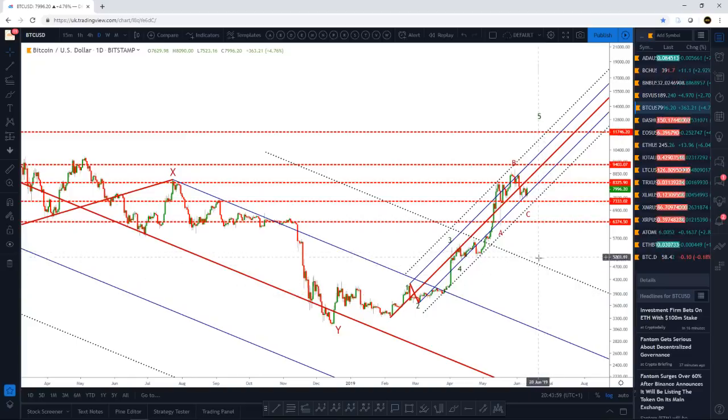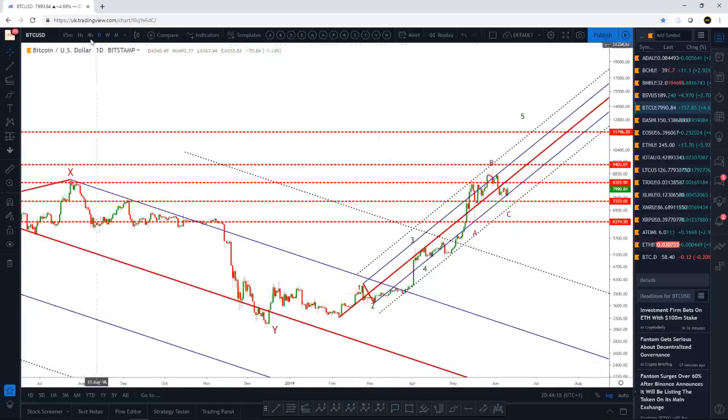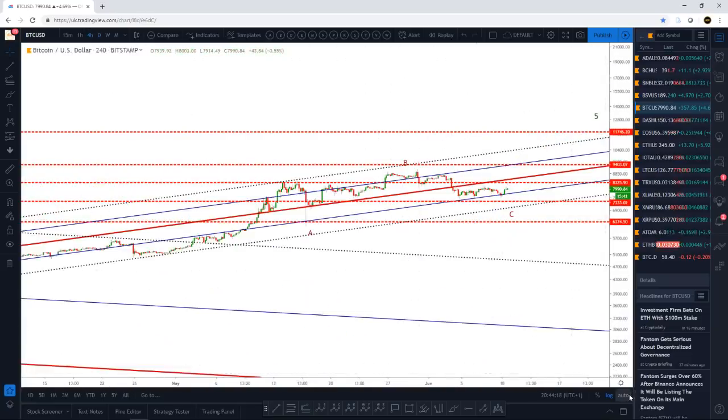And I'm going to explain to you why my preferred count is that I believe that we're going to continue higher from here. So as I say, this is my wave one, this is wave two, and we're currently in wave three. Now my sub wave count for wave three is as such. So actually let's zoom in on the 4 hourly, make it a bit clearer.